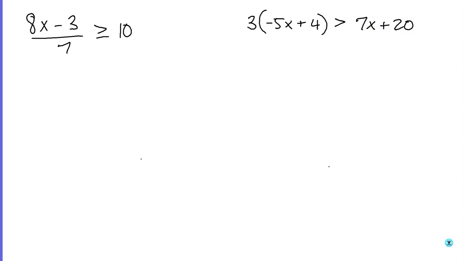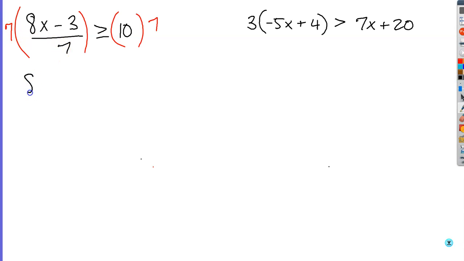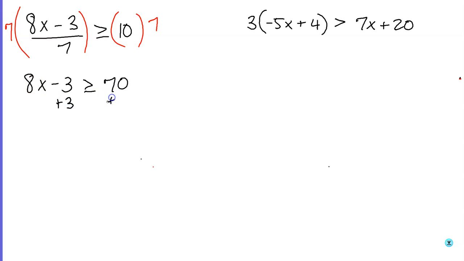Okay, so let's look at these two. In the first one, what should you do first to solve? Oh yeah, get rid of that fraction. Multiply both sides by 7. When I multiply both sides by 7, this 7 cancels. That was the whole point. So I get 8x minus 3. This side, I have to multiply by 7, so 70. I'm going to keep my x's on the left, so I'm going to add the 3's. I get 8x is greater than or equal to 73.